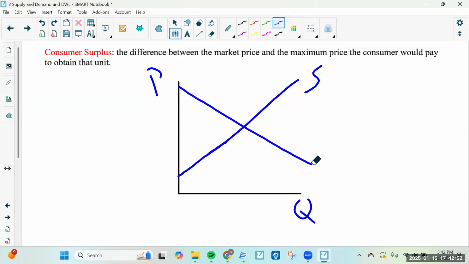So I'm going to do downward slope in demand, down demand, supply. Okay, I'm going to start off at equilibrium. So this market right here is at equilibrium. There's my quantity, and there's my price.